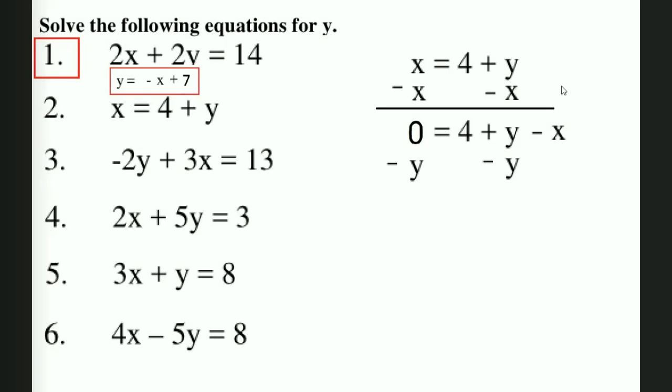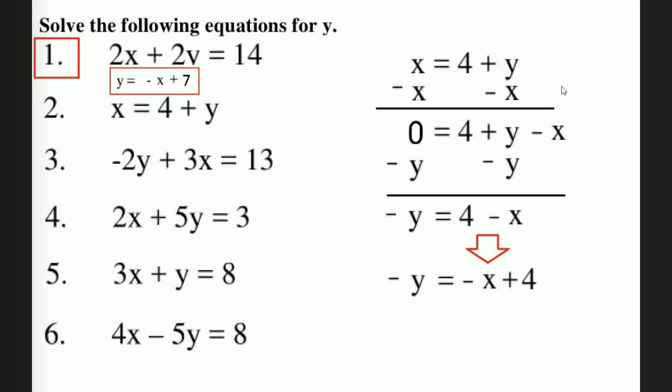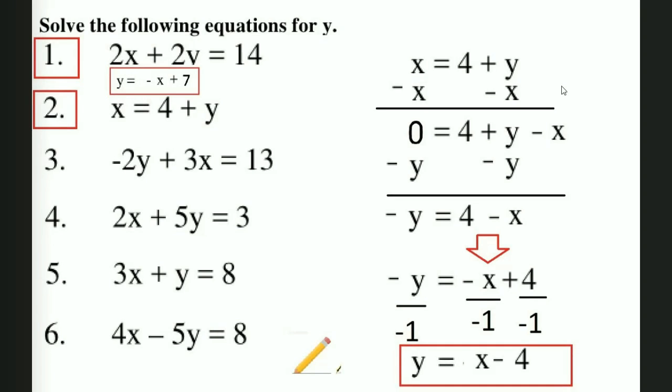Now we're going to subtract y from both sides, and we end up with negative y, that's 0 minus y equals 4 minus x. I'm going to swap places with the negative x and the 4. I'm not rearranging sides. All I'm doing is swapping places with them. So negative y equals negative x plus 4. Now I am going to take that term, because that says negative 1y, we can't have a negative y. So I'm going to divide all my terms by negative 1. So we end up with positive y equals positive x minus 4. Okay.